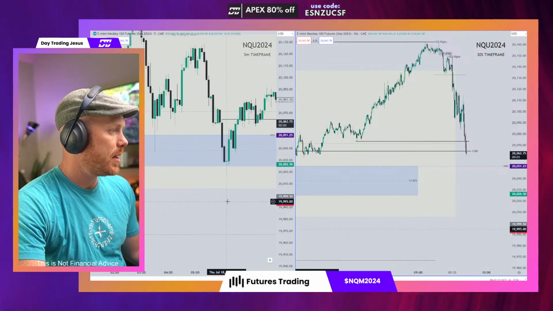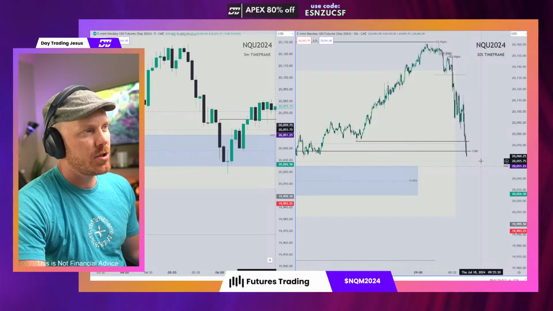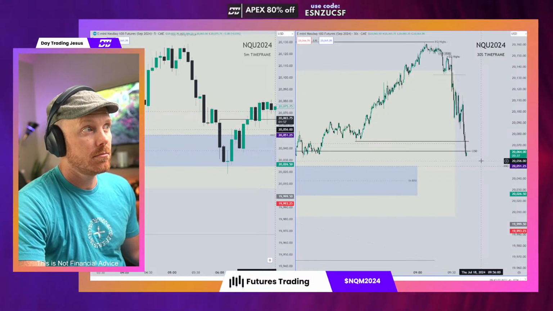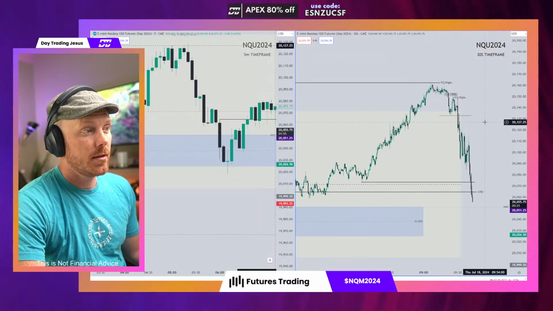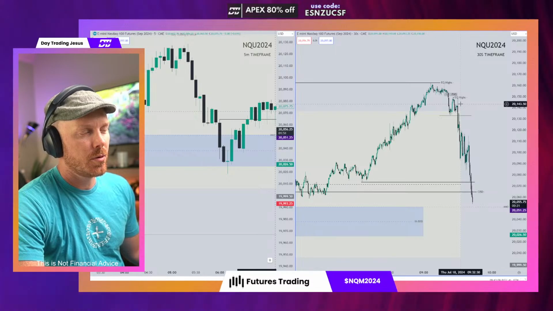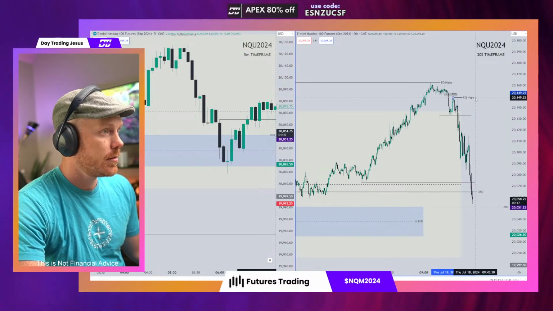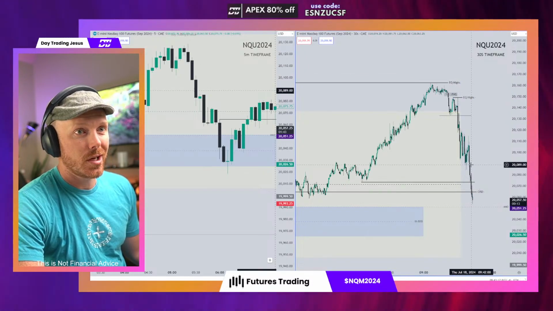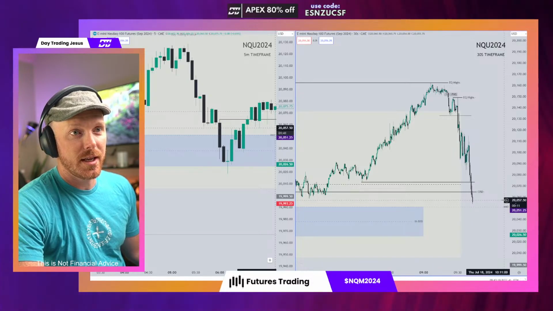So the 15-minute doesn't have it. I mean, guys, obviously my bias is wrong, right? As of this leg, my bias is wrong. I'm missing this whole move because I wanted to go higher. That happens. Sucks, but happens. Anything can happen.